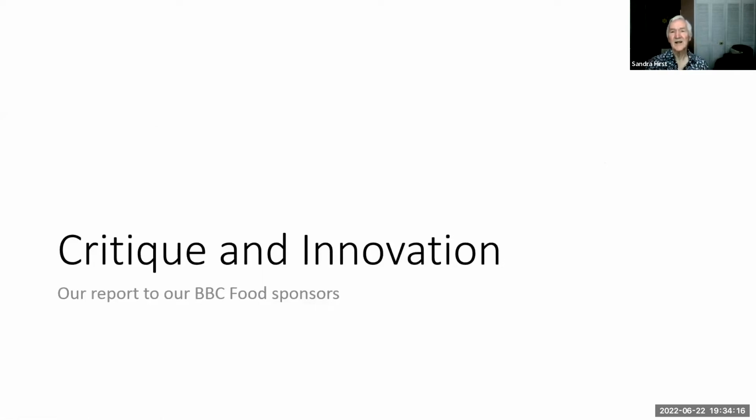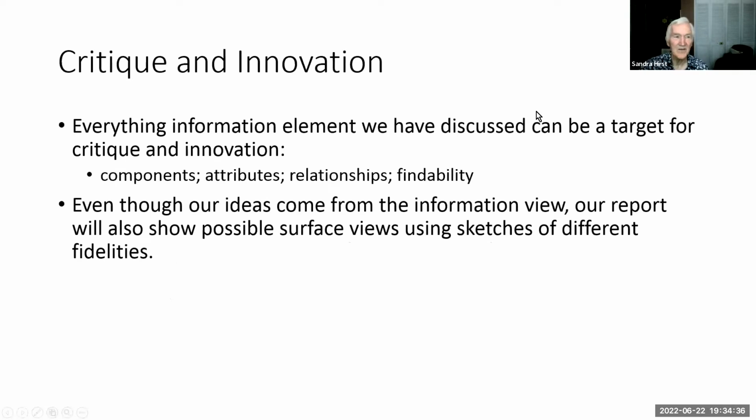critiques and innovations. So we finished the section on representing the information structure. It's a fairly mechanical process. You can get a wad of gum going and look through pages and document it the way that I've done it. But now we can get creative and start to use that for innovating. Every information element we've discussed so far can be a target. So we can critique components, attributes, relationships, and findability. And this is an important point. We're using the information model as a tool for thought.